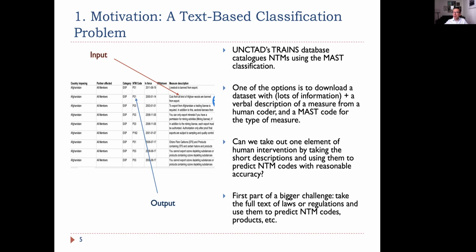Now, the more advanced way of thinking about this problem is, can we cut out the description, which is our input in this case, and actually just use a full domestic law? Okay, so you could imagine an approach to solving this problem where you have web scraping to pull down the text of domestic laws from each country. Then you have some sort of algorithm that's going to go through the text and identify NTMs and then classify them based on this MAST classification. So that's obviously a much more complicated problem than the one that we're going to look at, but that's ultimately where work in this area is going, to try and automate this kind of coding, which at the moment is done exclusively by human coders.